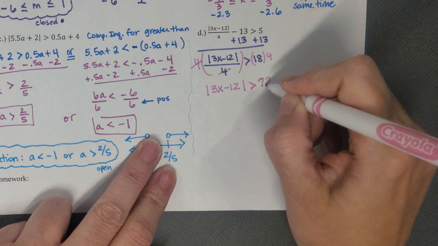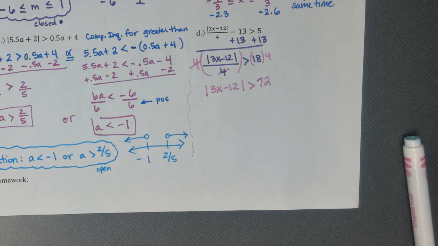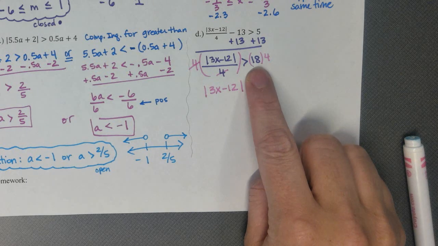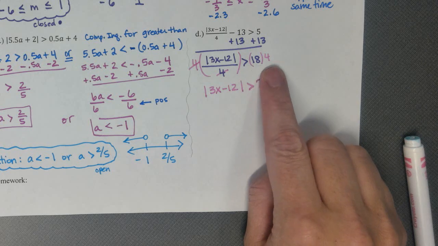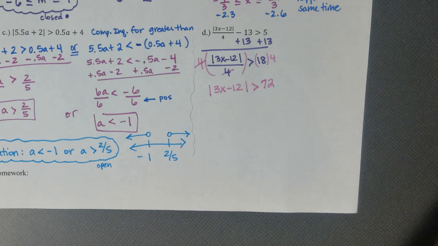So you just have the absolute value of 3x minus 12 is greater than 72. Do you know how to do that without your calculator in a quick fashion? What would you do? 8 times 4 plus 4. Yeah, exactly. So instead of 18, just do 10 and 8. So 10 times 4 is 40, 8 times 4 is 32. That's easy for you to add.